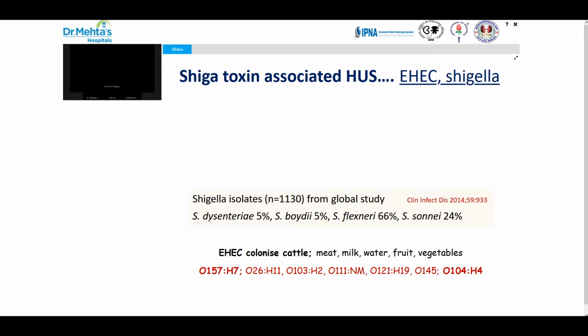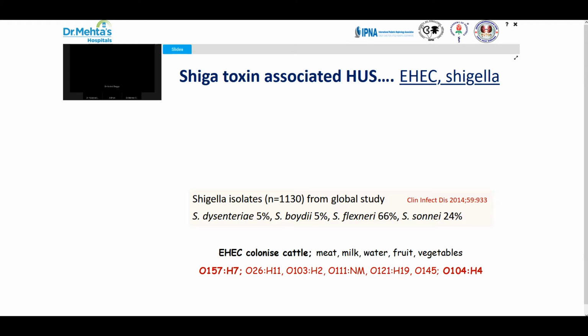And this has happened chiefly because our organism that was chiefly responsible for Shiga toxin-associated HUS was Shigella. And over the years, the circulation of Shigella isolates has clearly reduced. And clearly, Shigella dysentery has become extremely uncommon in most of South Asia and many parts of even Africa. So clearly, Shigella dysentery as an organism for causing Shiga toxin-associated HUS has declined.